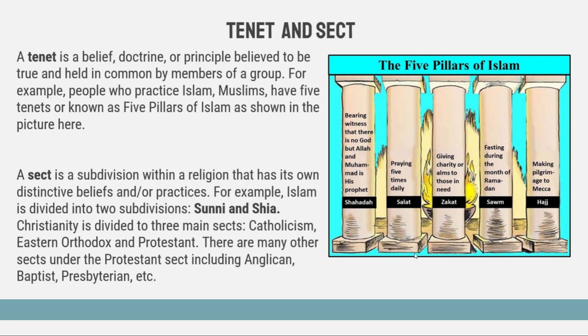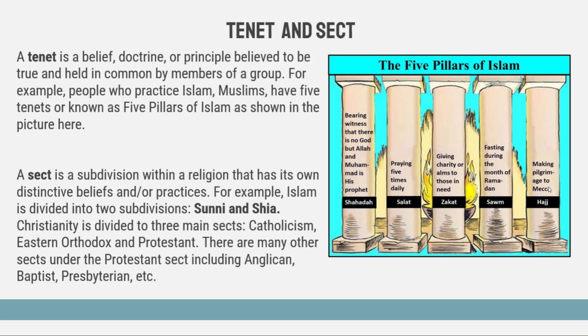Making sure that there's no God but Allah, that's one. Praying 5 times a day, as you see here. Giving charity to the poor or those in need. Fasting during Ramadan. And making a pilgrimage or a trip to Mecca, which is called a Hajj. So things like that are called tenets. In this case, in Islam, it's called the pillars, the 5 pillars.